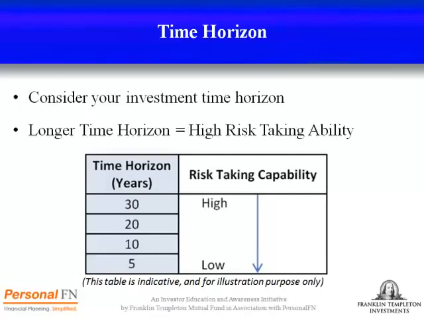In the table you can see that when you have a time horizon of 30 years, you have a much higher risk-taking capability than if you have just 5 years of time horizon. A longer time horizon leads to increased risk-taking capability and higher allocation towards riskier asset classes.